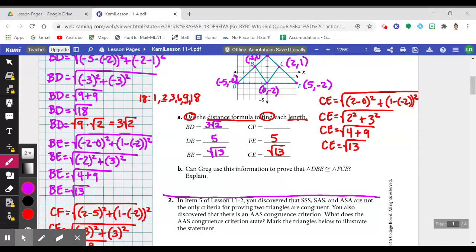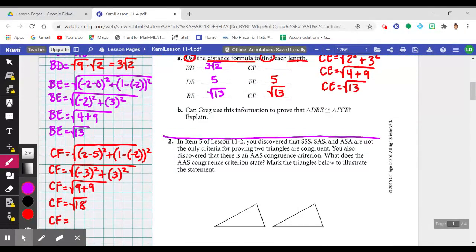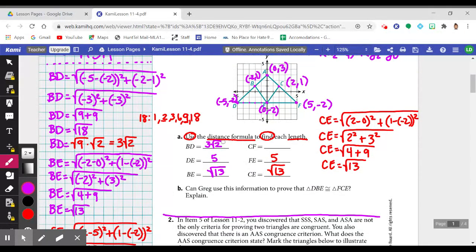Now, if you're wondering where I got DE, you'll notice that there's no work for DE. We only need to use the distance formula for segments that are at what we could call a diagonal. Notice how DB is on the coordinate plane, what we could call a diagonal. If you have perfectly horizontal or perfectly vertical lines, you don't need to use the distance formula to find the distance between those 2 points. You can simply count the distance.